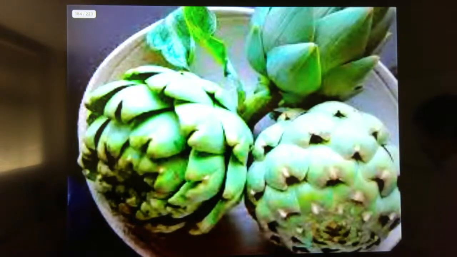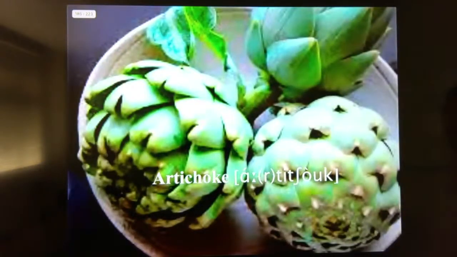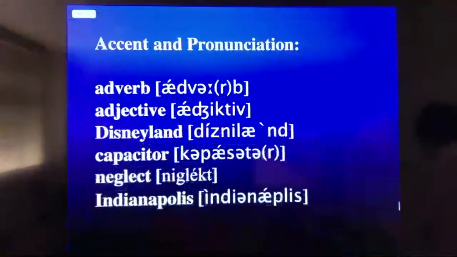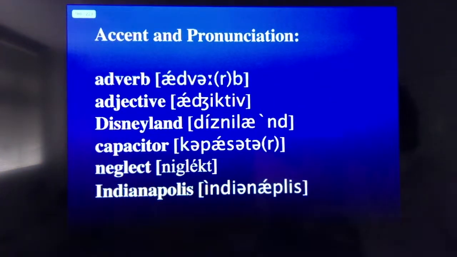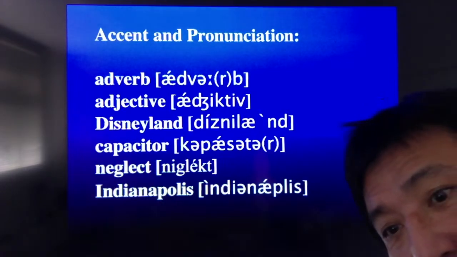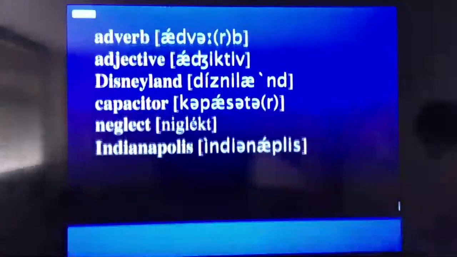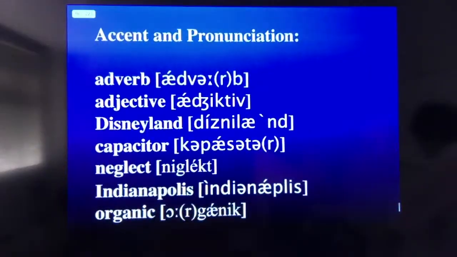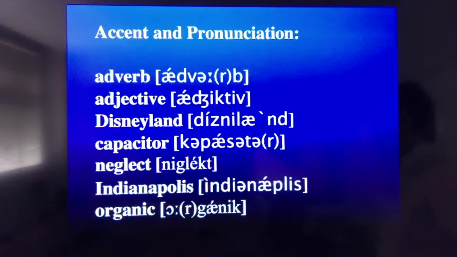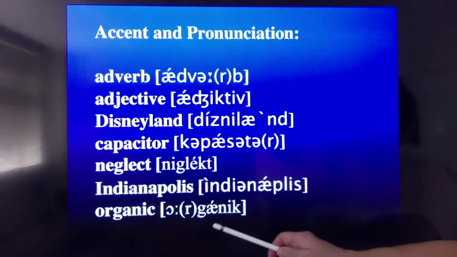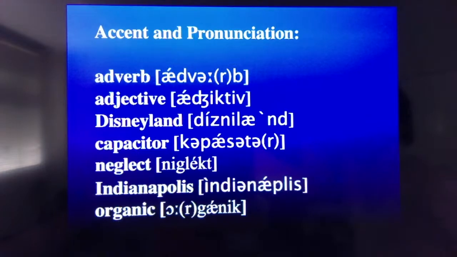This is different. I just want to show you this one. This vegetable, you call this an artichoke. Why can't I see this artichoke in Japan? And yeah, you're doing some accent and pronunciation. The bottom one, maybe you would pronounce this as organic. That accent is not on the top here. In fact, organic is the correct accent.